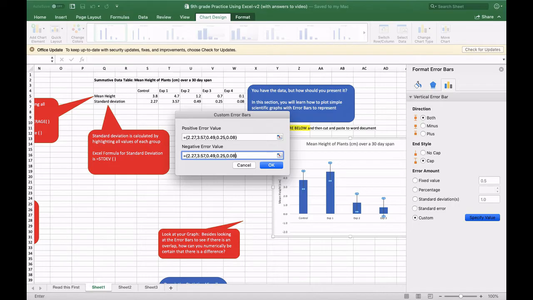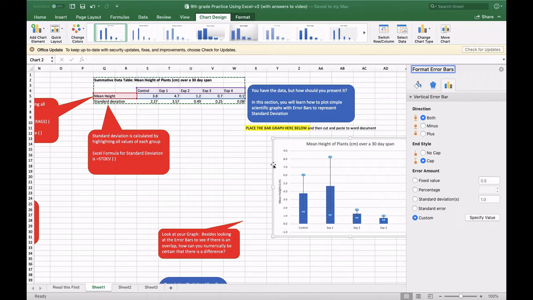Now, some of you might be wondering why your standard deviation is to the 100th of a place, and if you should change that to the 10th of a place, and the answer is no, because it is standard practice to leave your standard deviation to the 100th of a place. Okay, so once you've typed in your standard deviation values, you can just hit OK, and notice that now your standard deviation error bars look different.